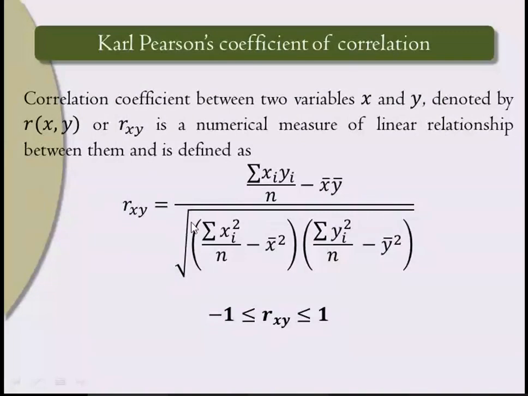Okay, and carefully remember this standard formula. When your tabular values are given, we have to make the columns of x into y, x square, y square, and then making use of these summations, we can easily find R. Okay, and depending on this limitation, we can check whether our answer is correct or not. It must be between -1 and 1.